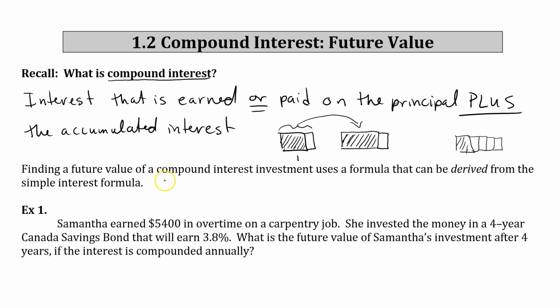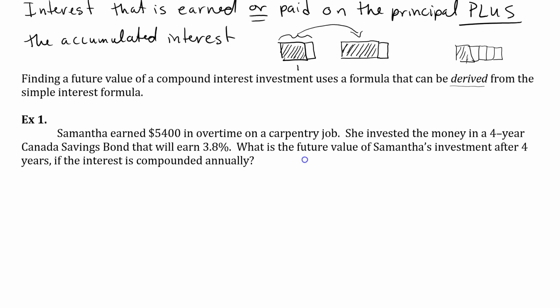So finding a future value of a compound interest investment uses a formula that can be derived, that's a fancy math term, from the simple interest formula. So it just means that we can build it from the simple interest formula.